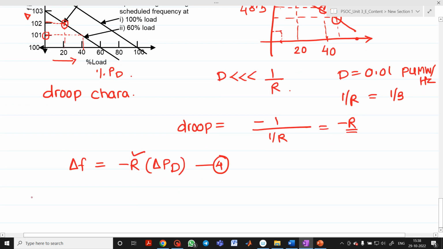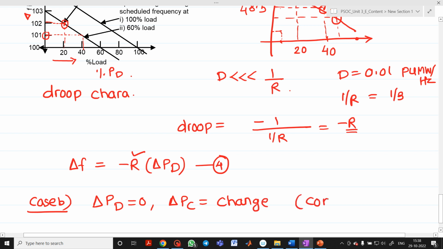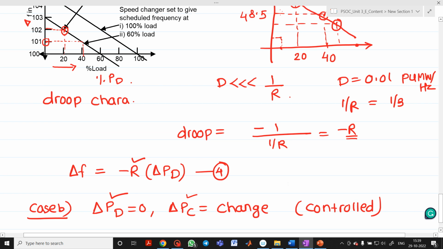Now we will solve for case B. In case 1, delta PC was 0 and delta PD was changing. Now here delta PD equals 0 and delta PC is going to change. So this particular case is called the controlled case. Why? Because here the change in the load demand is 0 and there is a change in the speed changer setting. So how can we draw the diagram again?